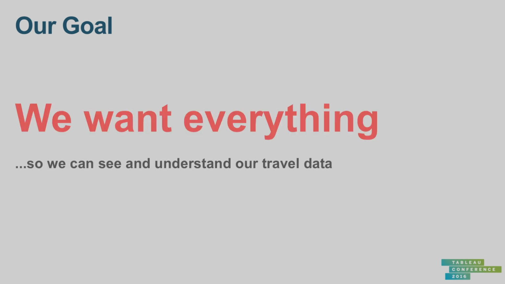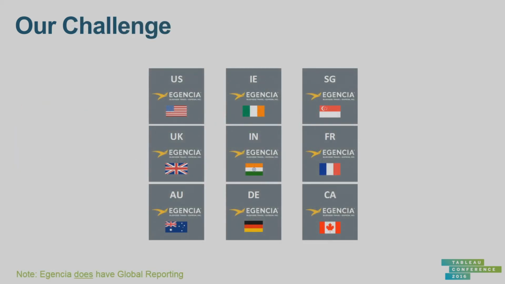With any project, you hope to have a goal. Well, our goal when we started to analyze our data from Agencia was, we're Tableau. We want everything. We want to be able to have all of the information that's available to us from Agencia so that we could see and understand our travel data. And this wasn't going to be easy for us, and the reason why was because of our growth. We started using Agencia US in 2013, and now we have employees booking travel in 9 different Agencia sites.